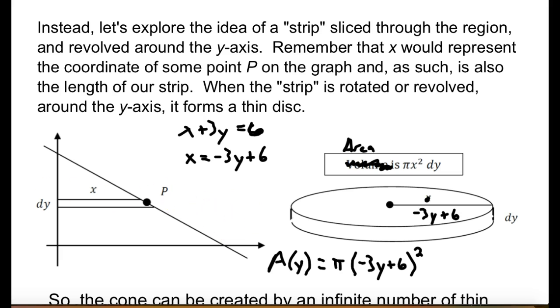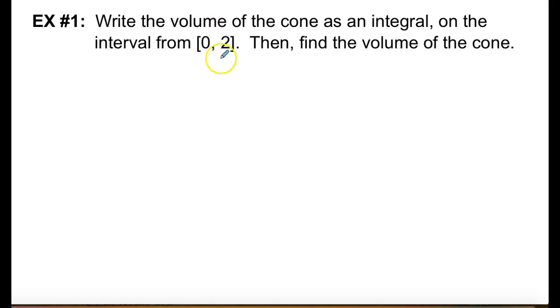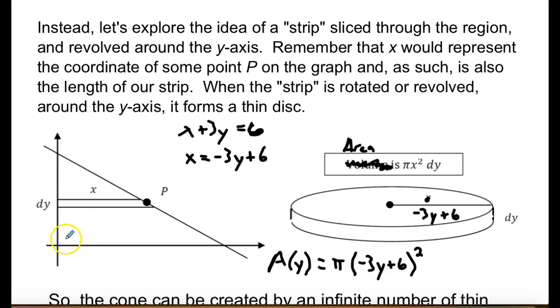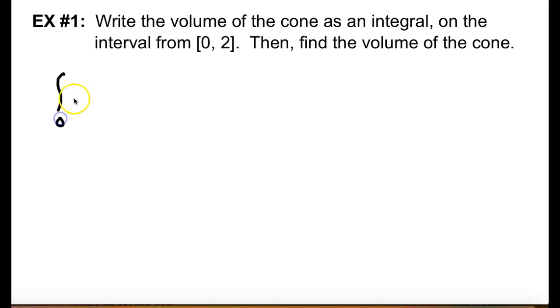So now if I want to find the volume, I'm just going to integrate my area function. The volume from 0 to 2, and remember we're talking about the y-axis, so that's why I'm integrating from 0 to 2. My setup would look like this: pi times negative 3y plus 6 dy.